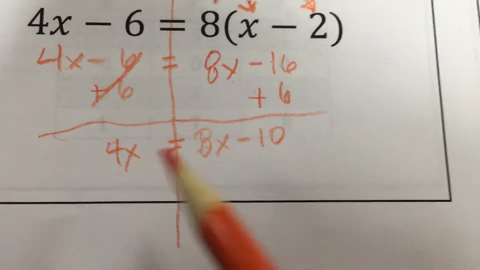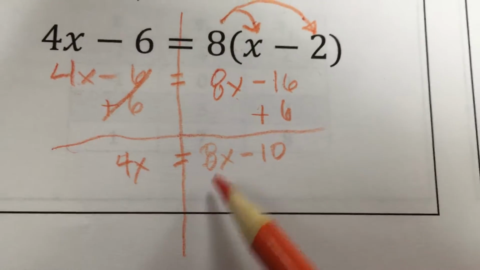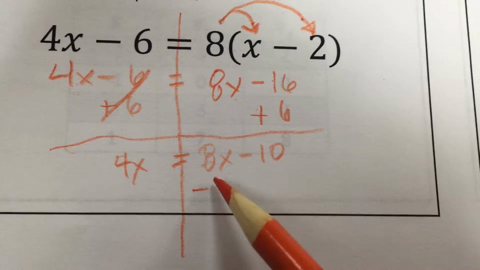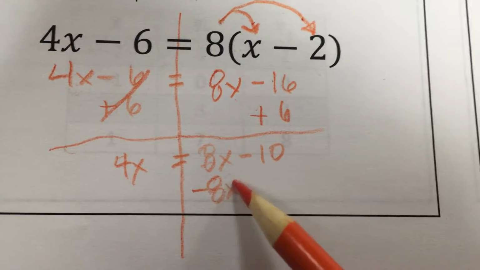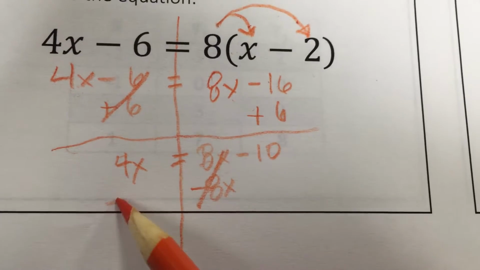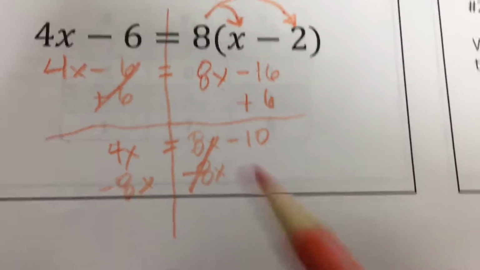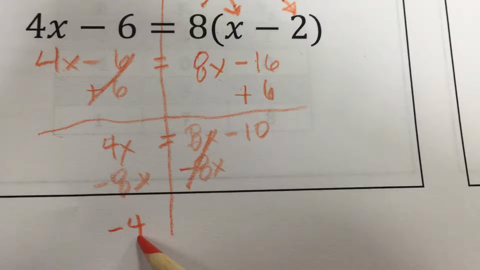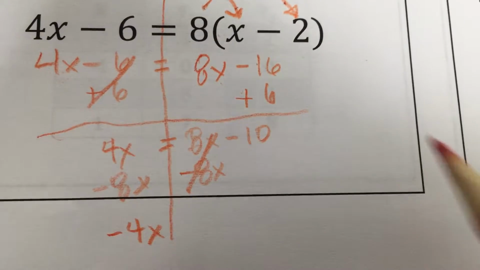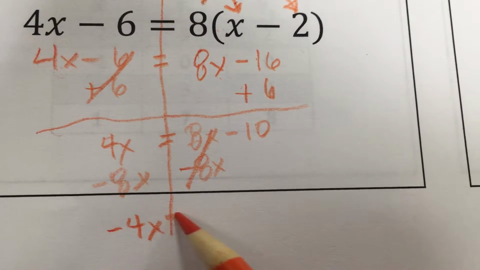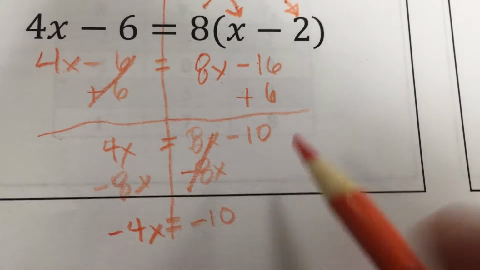So only an x on the left. On the right I have an x and a number. I don't want to have any x's on the right, so I'm going to do the opposite of positive 8x by subtracting 8x from both sides. So I get negative 4x there. I still have negative 10 on this side.